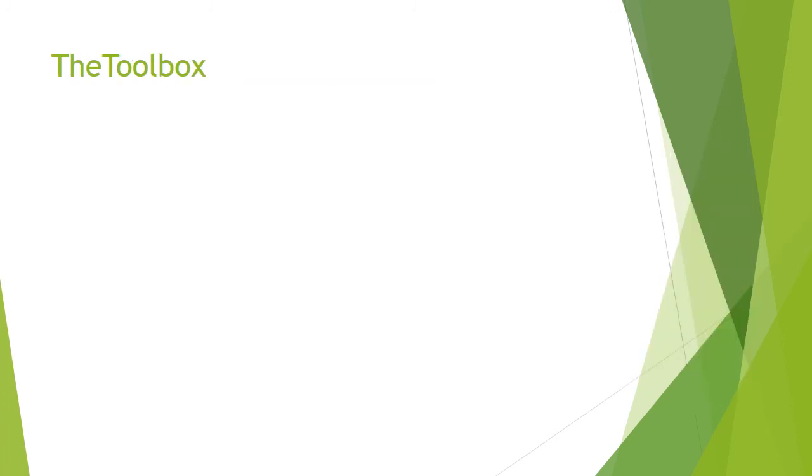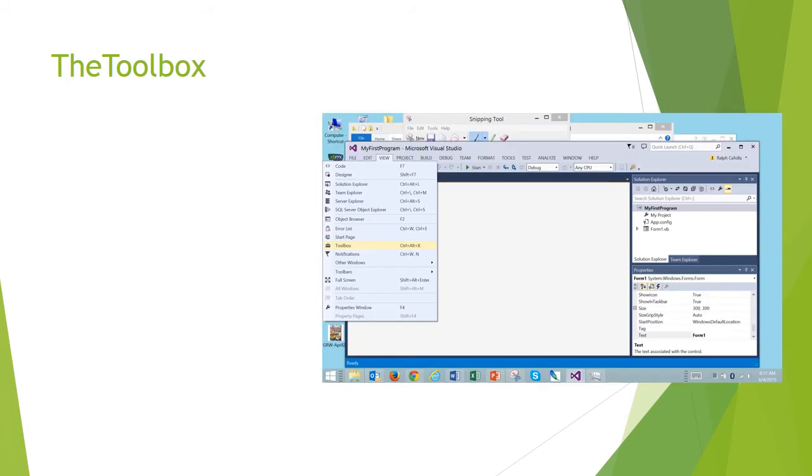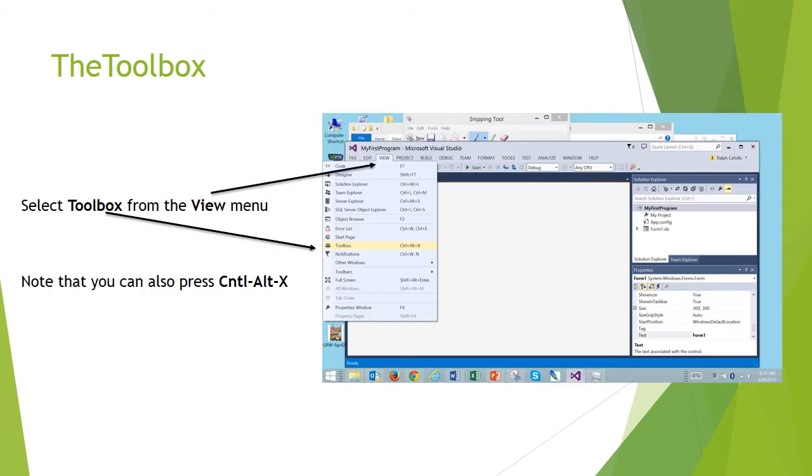The other component that we need is a toolbox. We will be building projects, and in order to build things, you need tools. So we want to have our toolbox visible on the interface, just like the properties window and the form. So in order to do that, you can go to the View menu and select Toolbox, and that will make it visible. And you can also note that there's a shortcut, Control-Alt-X. This will show the toolbox.